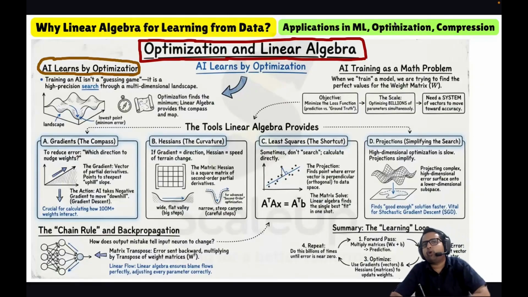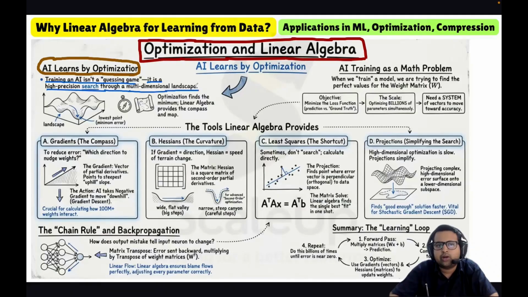Now let us see what role linear algebra plays in optimization. Let us try to understand that. Training an AI model isn't a guessing game. It is a high precision search through a multi-dimensional landscape. Basically, in artificial intelligence, when we are training a model, we are finding the most optimal values for the parameters. If we find those values, we will be able to minimize the loss.